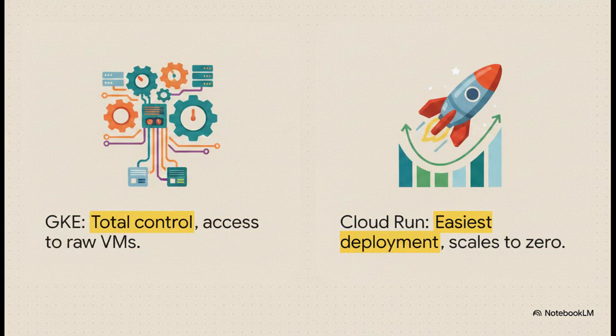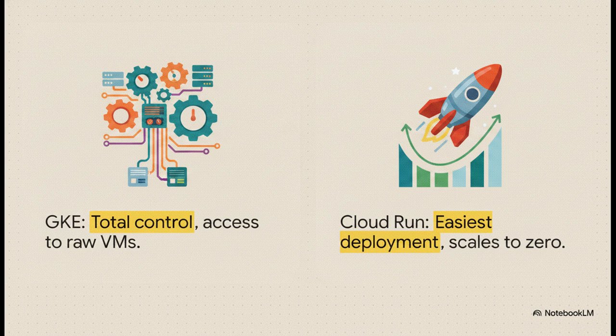Now, for those of you who want more hands-on control over your infrastructure, you're looking at another fork in the road, GKE versus Cloud Run. With Google Kubernetes Engine, you get total control over the raw virtual machines and GPUs. You can tweak literally every single configuration knob, but, as we all know, that comes with the joy of managing all that Kubernetes overhead. Contrast that with Cloud Run.